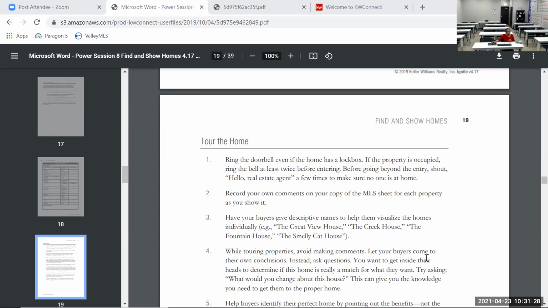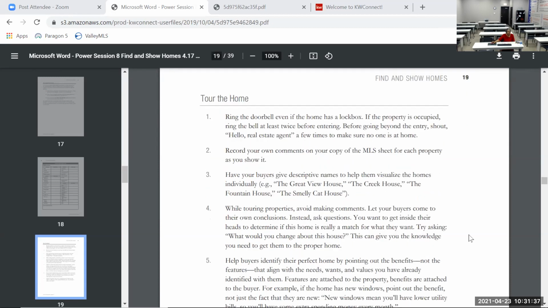Record your own comments on your copy of the MLS sheet for each property as you show it. Have your buyers give descriptive names to help them visualize the homes individually, such as the Great View House, the house with the creek, the fountain house, the smelly cat house, or whatever they can do to help them remember which house is which.